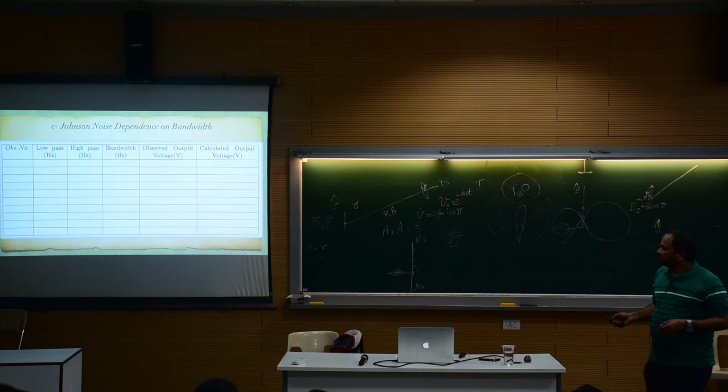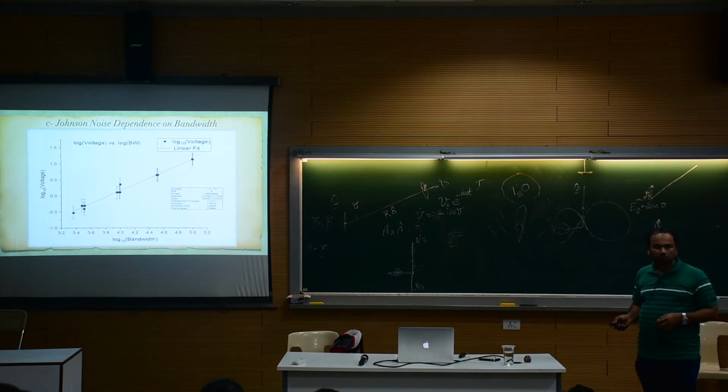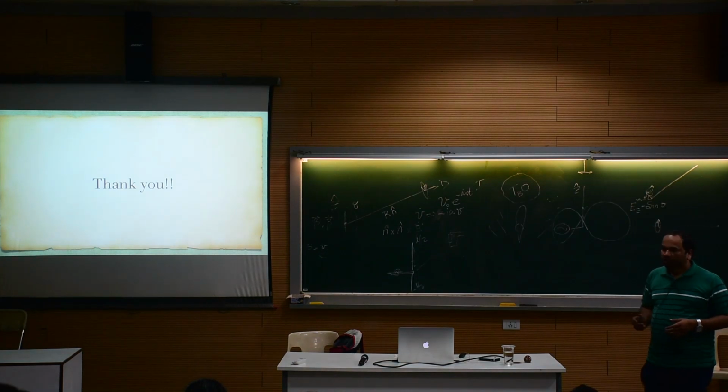So then in the third sub experiment, what are you doing? You are selecting the low pass and you are selecting the high pass, and you can note down what the effective band pass will be, and this is the observed value and the calculated value. You can compare these two. When you plot the graph, voltage versus bandwidth, you should be able to get something similar to this. Your result should be similar to this. So this is about 2 experiments.